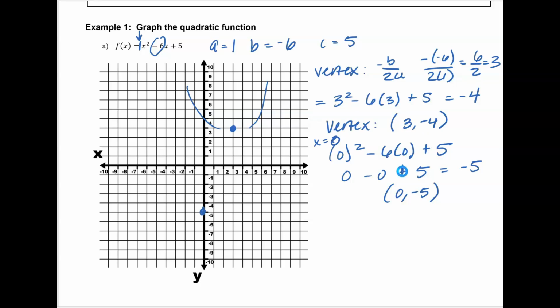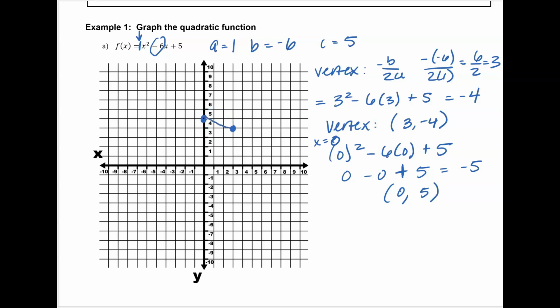There you go. Just knowing the general shape of the graph caused me to fix my mistake, because I knew it should be facing up. So it should be (0, positive 5). I'd like to say that I did that on purpose to show you, but I did not. So 0, 1, 2, 3, 4, 5 is right there.